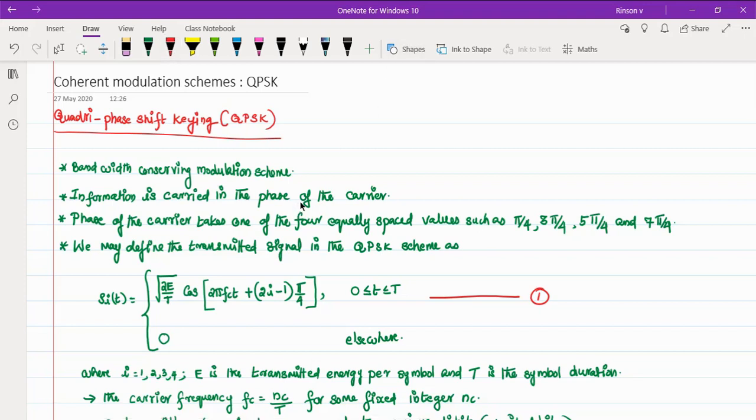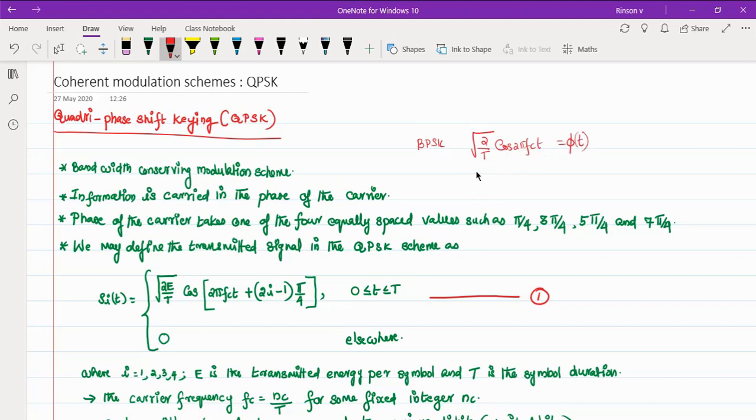Welcome to the lecture on QPSK, quadrilateral phase shift keying. In the previous lecture, we have seen the BPSK scheme, where we have a carrier root 2 by T cos 2 pi fct. This is phi of t.